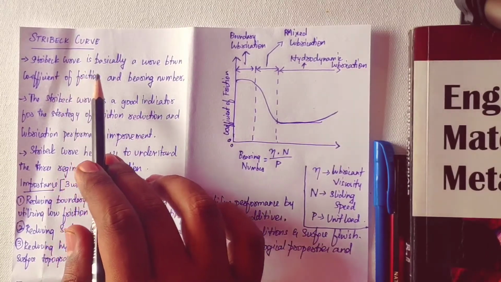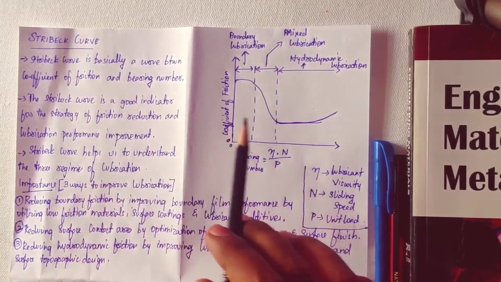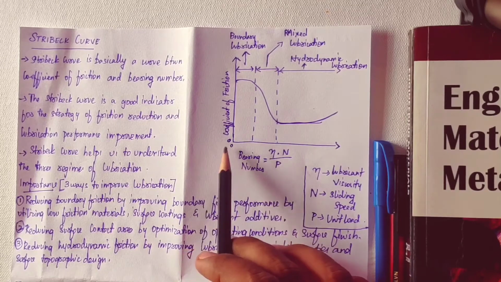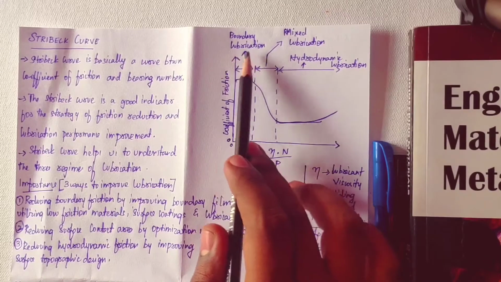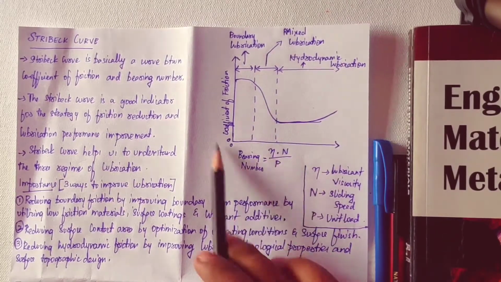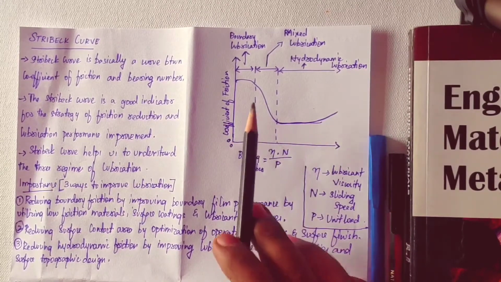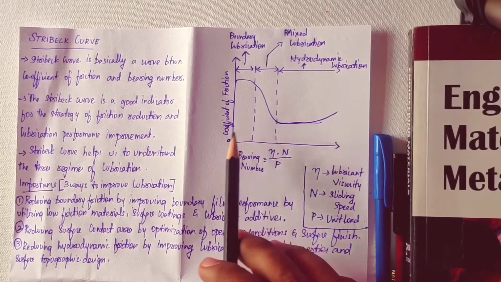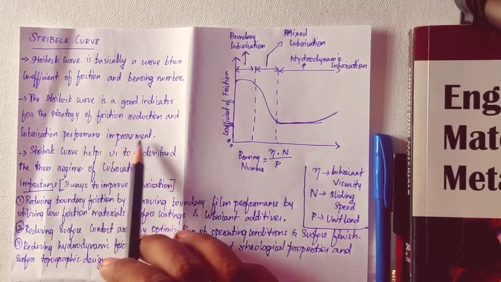Stribeck Curve is basically a curve between the coefficient of friction and bearing number. In the x-axis there is the bearing number and in the y-axis there is the coefficient of friction, and this curve indicates the regimes of lubrication, which is nothing but boundary lubrication, mixed lubrication and hydrodynamic lubrication. So the entire Stribeck curve helps us to understand in which part of the interface between the two bodies this type of lubrication acts. The Stribeck curve is a good indicator for the strategy of friction reduction and lubrication performance improvement.